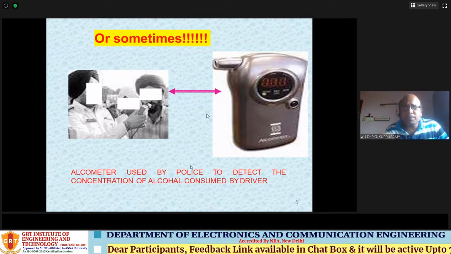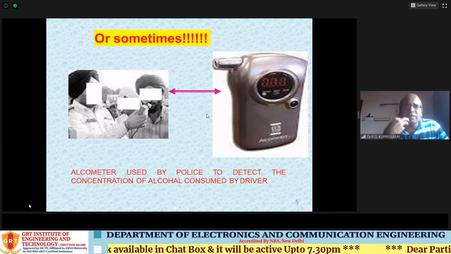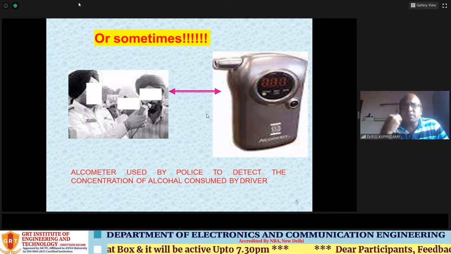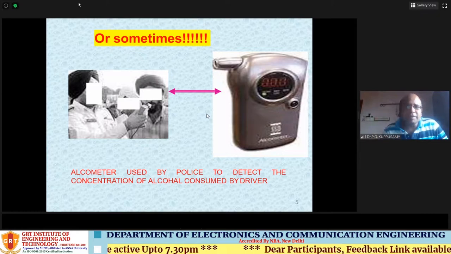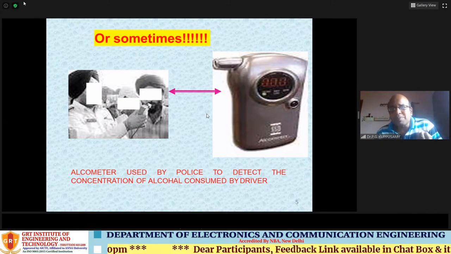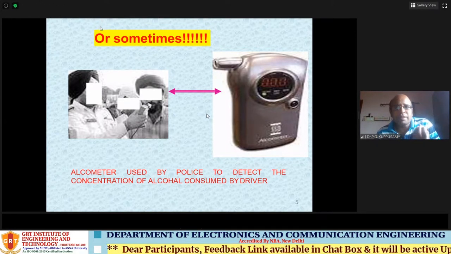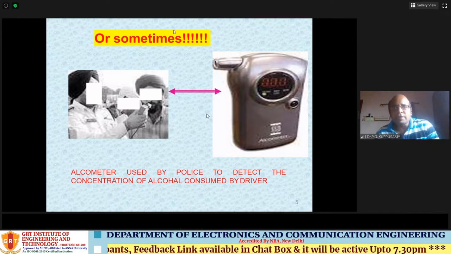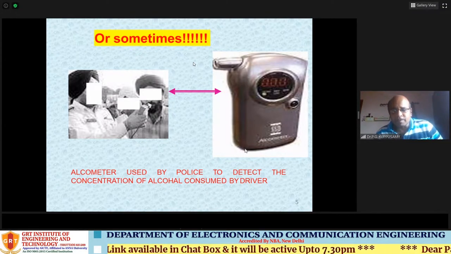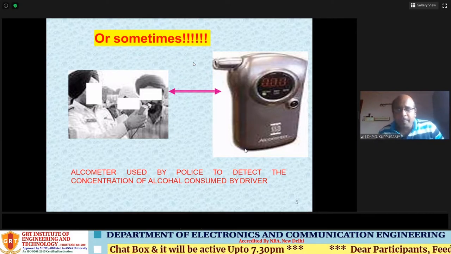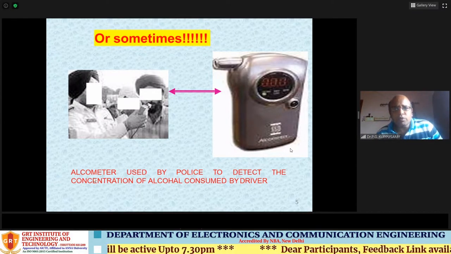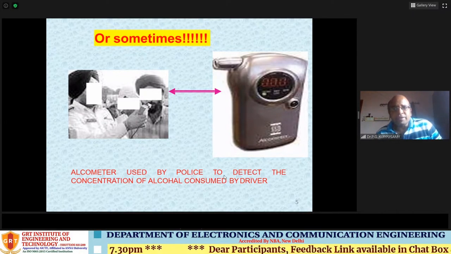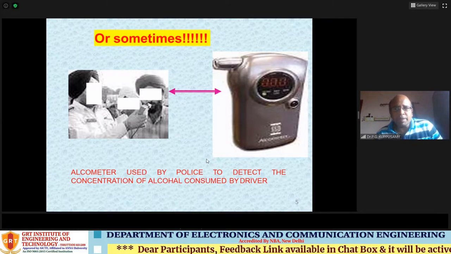So this is also a biosensor. Biosensor means what is the input to this device? Some smell from our body, some smells from our mouth side. That will be detected with the help of this device. Smell is the biological parameter. So this device, called an alcometer, is used to detect the concentration of alcohol consumed by a driver.